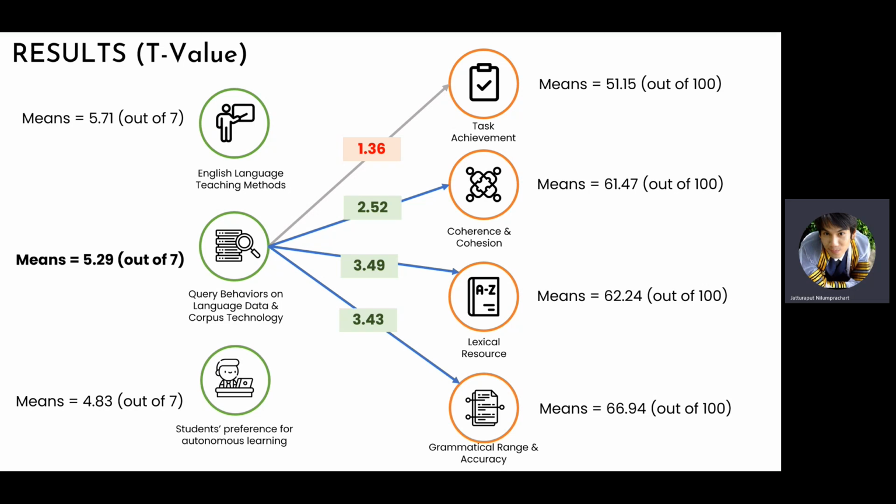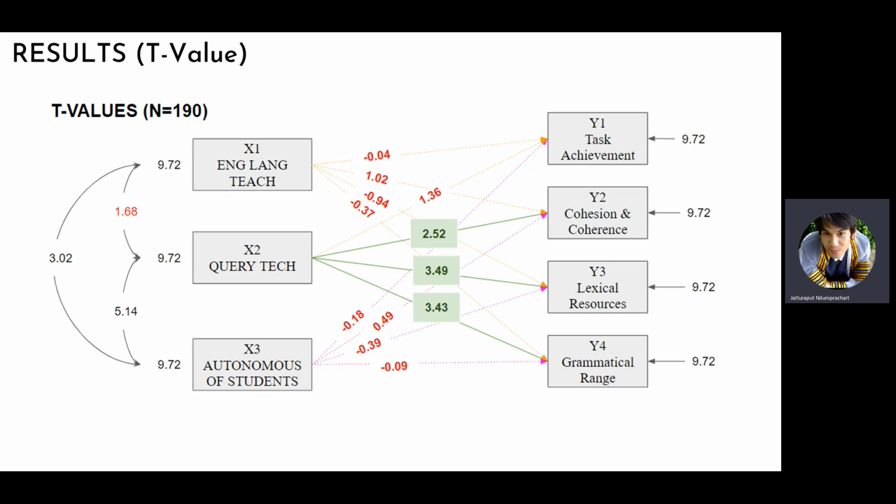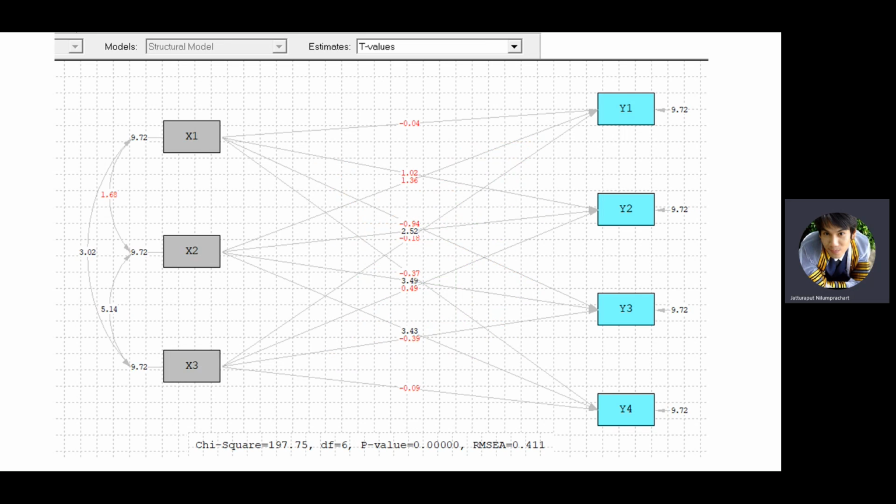Okay, so the significant relationships, the strongest ones, are query behavior toward coherence and cohesion, query behavior toward lexical resource, and query behavior toward grammatical range and accuracy. 3 things. Okay. And the last one, their own preference doesn't make any sense or relationship to the score that they did. Okay. So in conclusion of the result, we can see that the QE technology will make the most use for their coherence and cohesion score, lexical resource score, and grammatical range score, not about task achievement at all. Okay. And here is a raw picture from the program with the RMSEA 0.411. Okay, you will see that X2 has a strong relationship to Y2, Y3, and Y4.